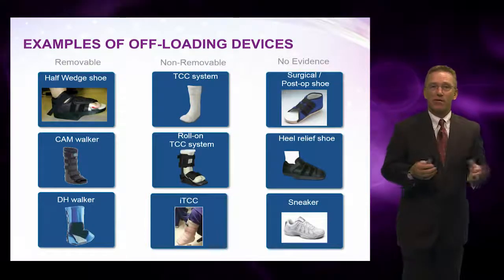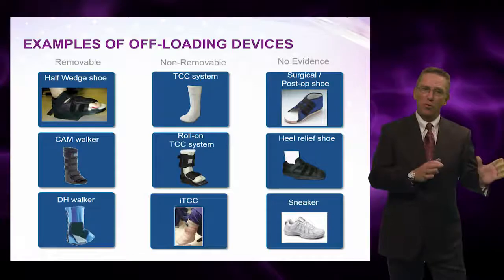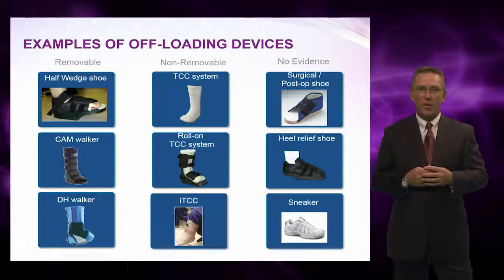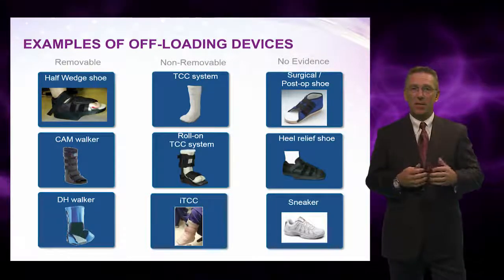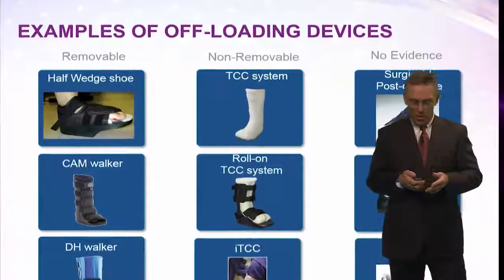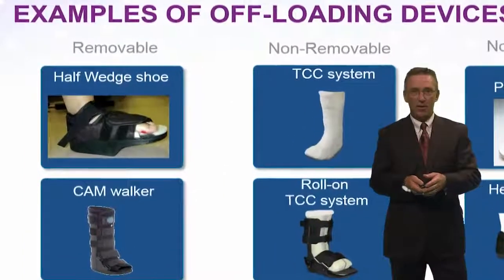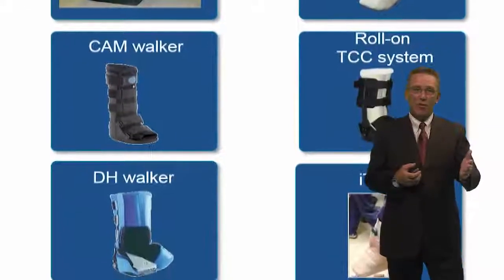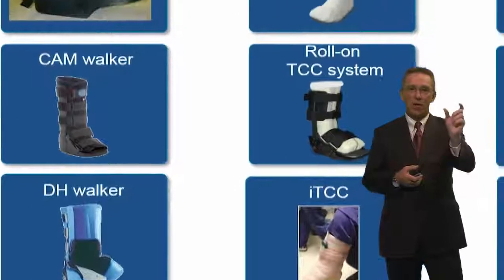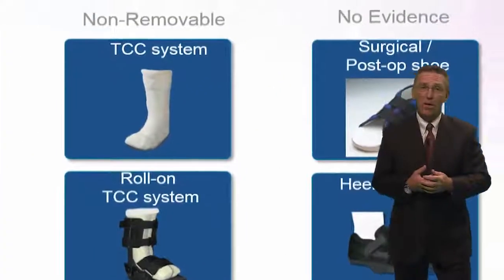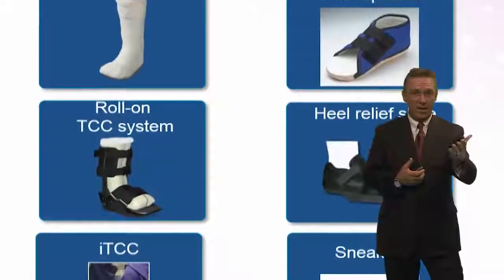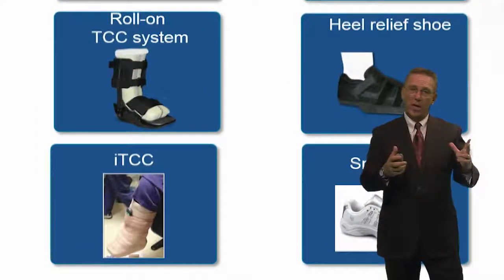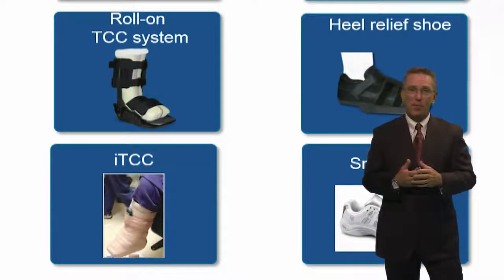If you look at examples of offloading devices, we typically divide them into removable devices and non-removable devices. We know that the Cochrane review from several years ago supported non-removable devices as yielding the highest and best outcomes. But if you look at the removable devices, you can typically see they're used in our clinics. You've got a half-wedge shoe, you've got cam walkers, you've got DH walkers or other removable devices. If you go to the non-removable group, in the middle, you've got the total contact casting systems, you've got the new TCC EZ system, and of course the instant total contact cast, which you apply a removable device and then make sure it cannot be removed.